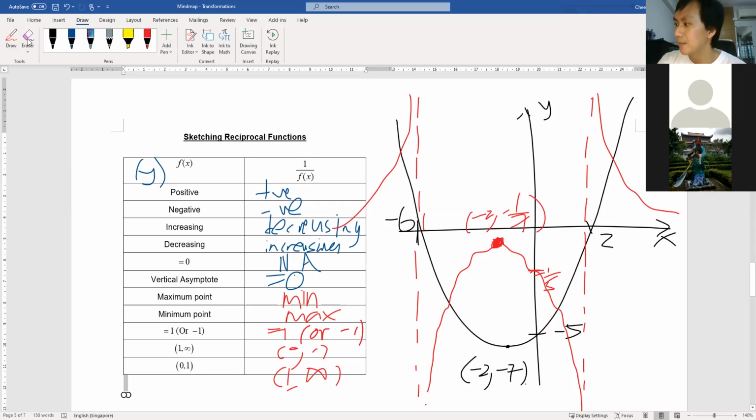Understand? Okay, so by right, this point and this point, their y coordinates must be 1, because it is the only time where the reciprocal and the original graph will intersect on the positive y values. This guy and this guy, their y coordinate must be equal to -1, the only time when they meet, which is here.